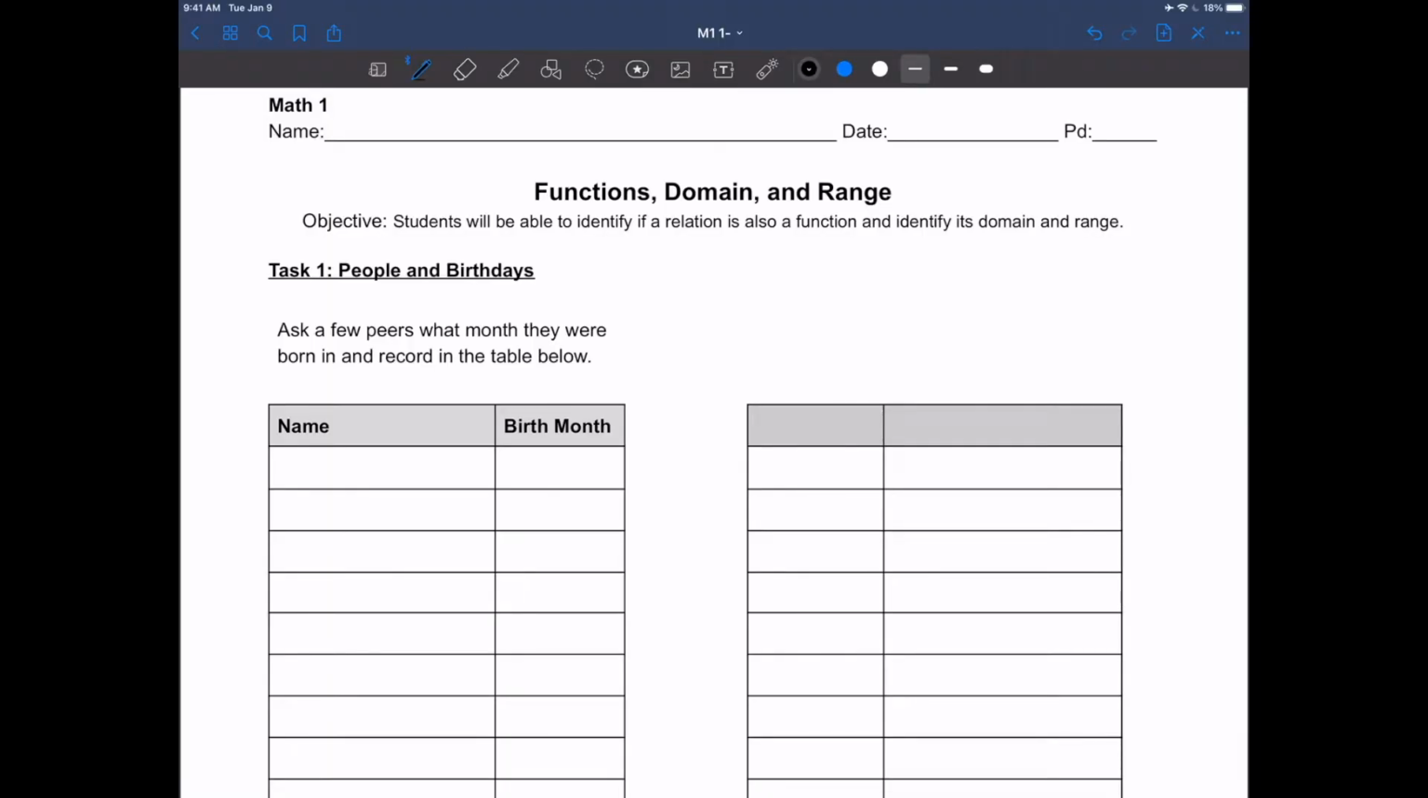Welcome to our notes on functions, domain, and range. Students will be able to identify if a relation is also a function and identify its domain and range.